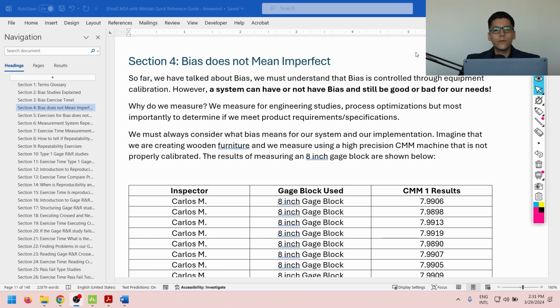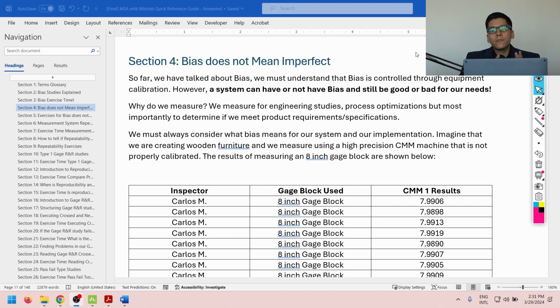Hello everyone, we're now going to start with section number 4. Bias does not mean imperfect. So far we have talked about bias, right? We have been able to calculate whether a system is biased or is not biased, but we must understand fundamentally that a system can have bias, and at the end of the day, the only thing that matters is, can I still use this system for what I need it for, okay?